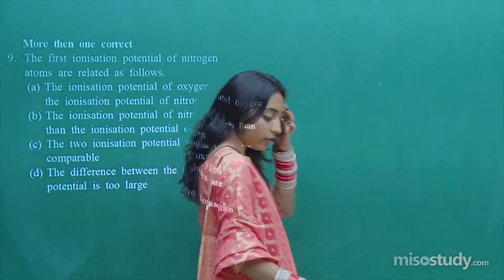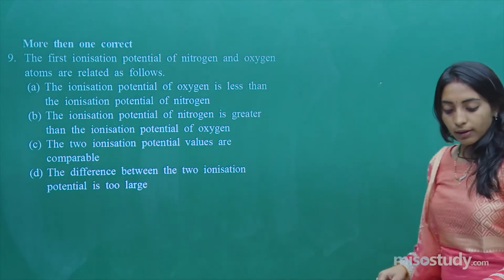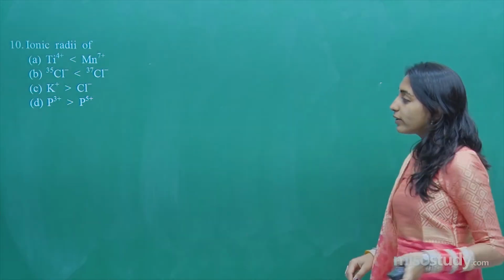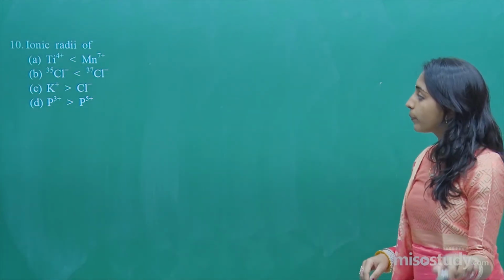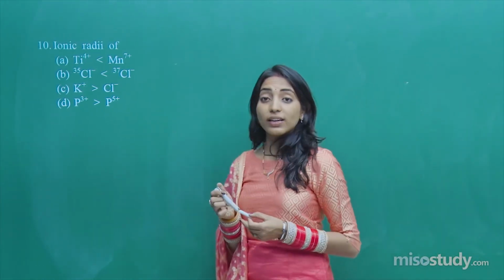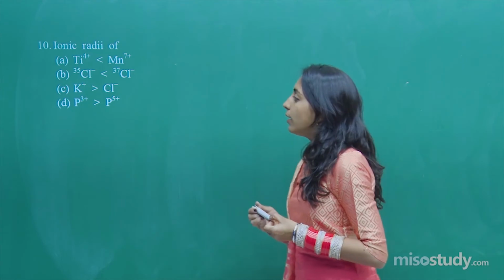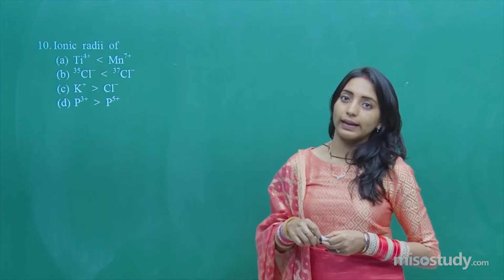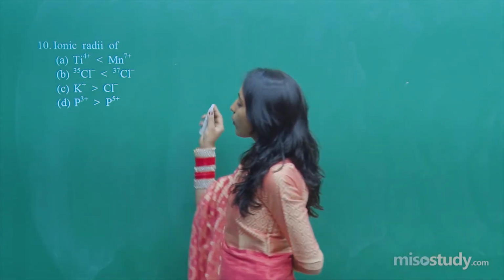Let me just read out the statement. The question is about the ionic radius, and these are the 4 options which are given to you. You need to compare which out of the 4 is correct. Fine, let's start one by one.